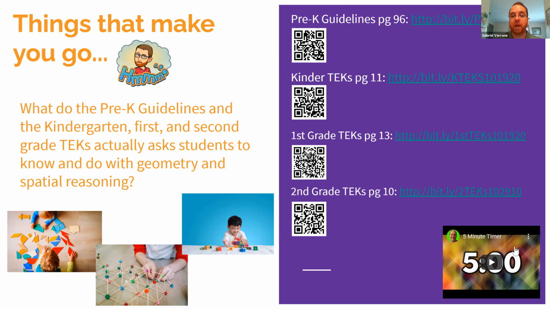So here's what I'm going to do then. I'm just going to give you 5 minutes, look through those, and what I want you to do is find similar verbs. You're going to find there are going to be some strands that are similar, and it's going to scaffold up, right? You're going to start with the baseline skill in pre-K and K, and then it's going to scaffold up. I just want you to try to find some trends in terms of what students are being asked to do with shapes, with geometry, with spatial reasoning, okay?